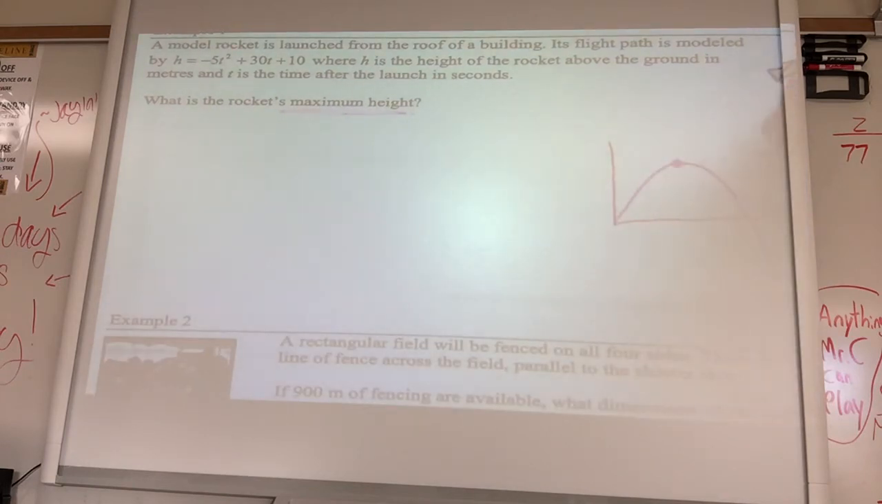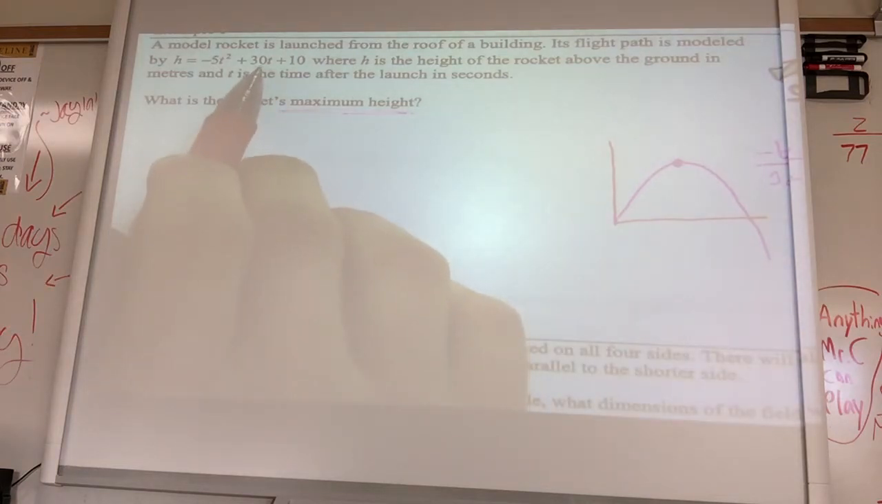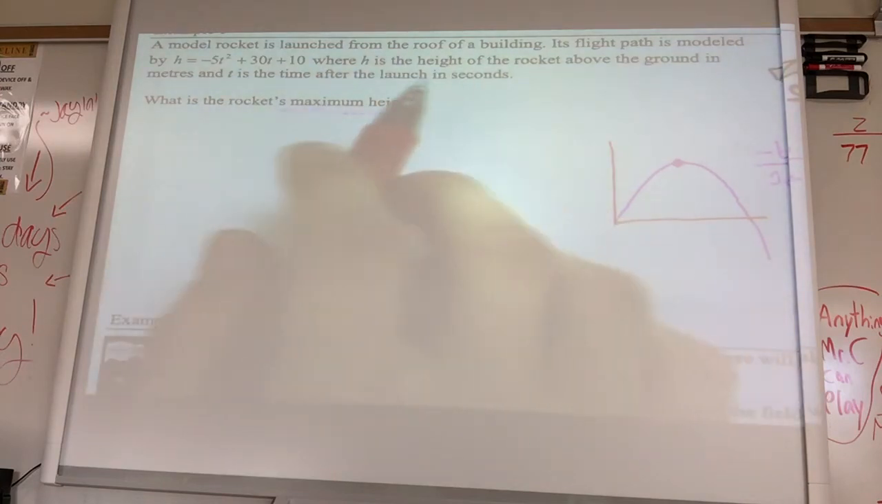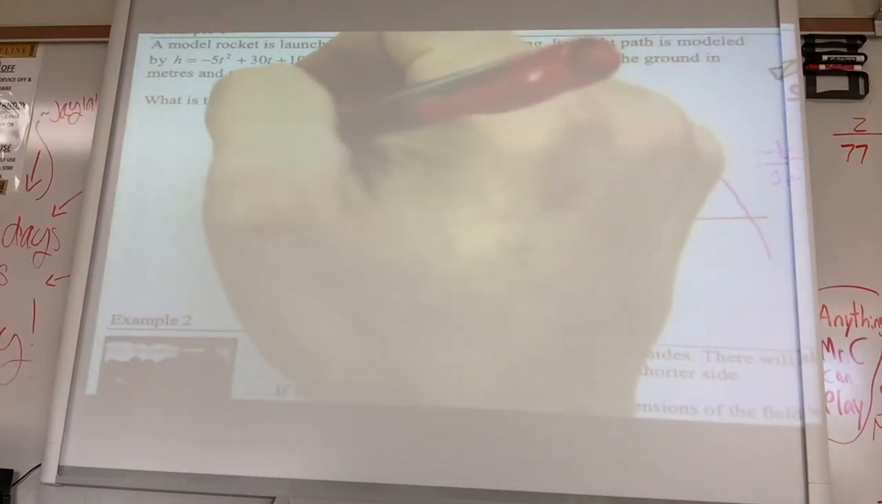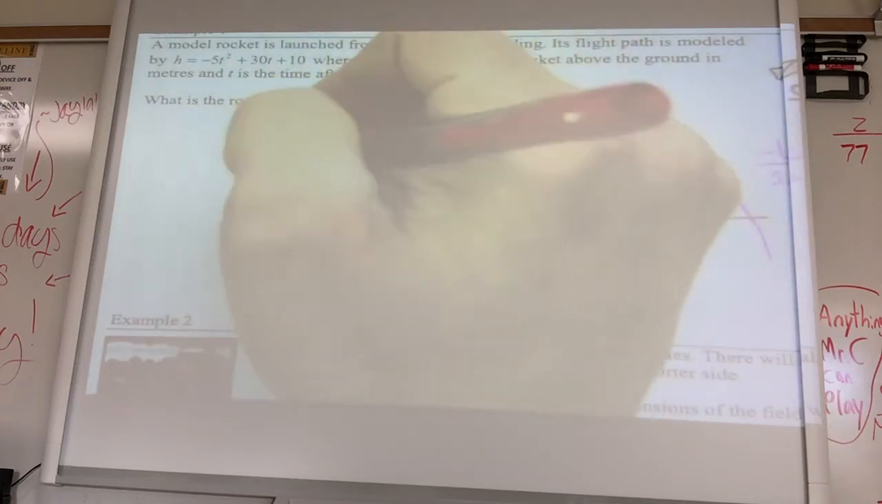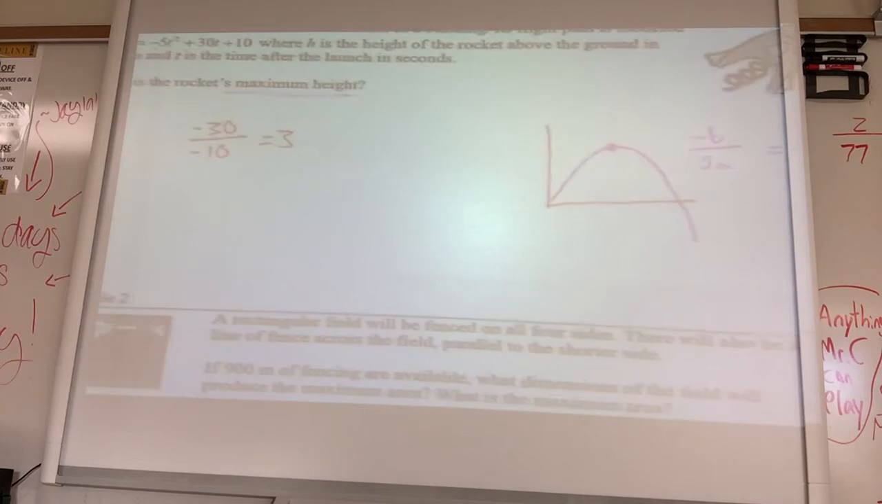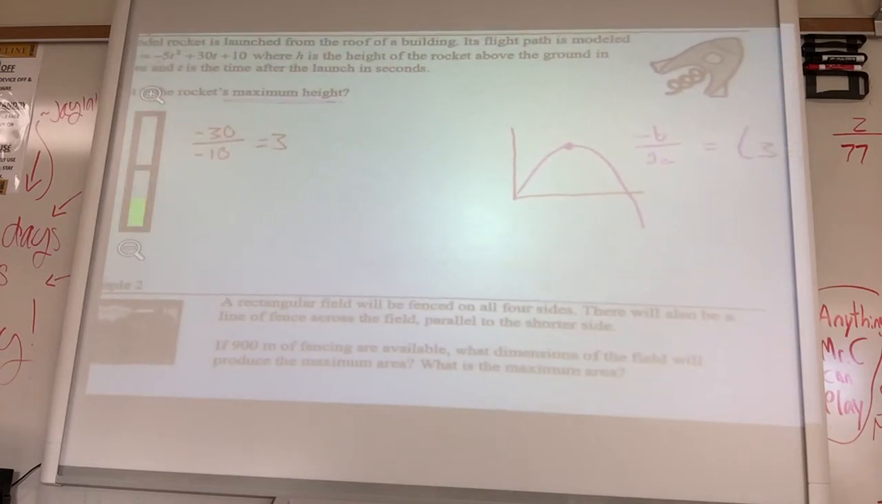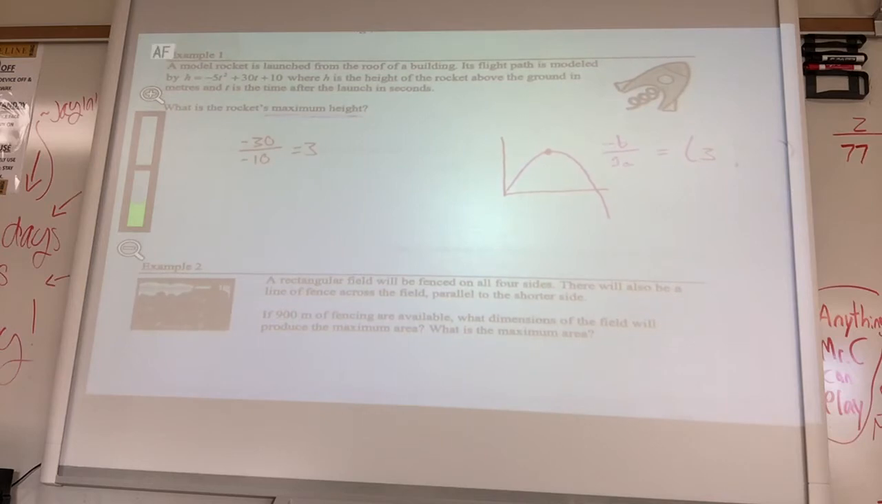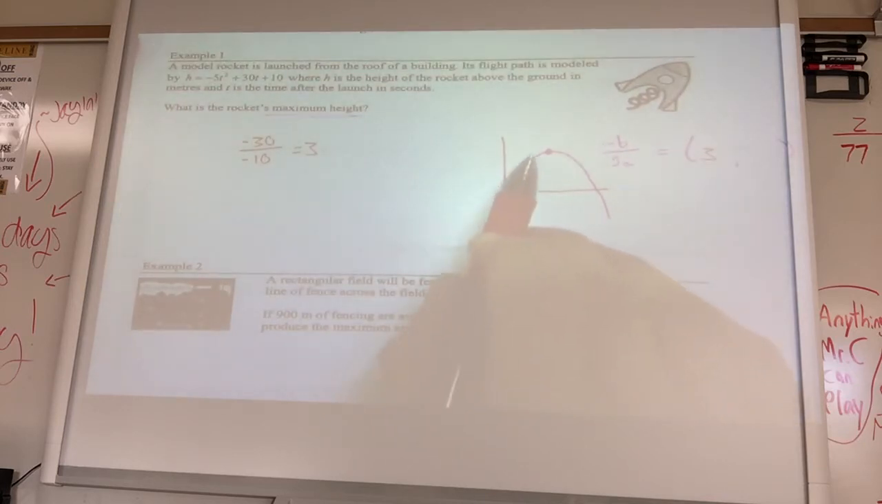The way you find it is -b over 2a, and that's going to get you the x value of that vertex. Looking at this formula of the rocket's height versus time, -b over 2 times a, 2 times -5 is -10, equals 3. So it reaches that maximum height in 3 seconds. The vertex of its flight is reached in 3 seconds.